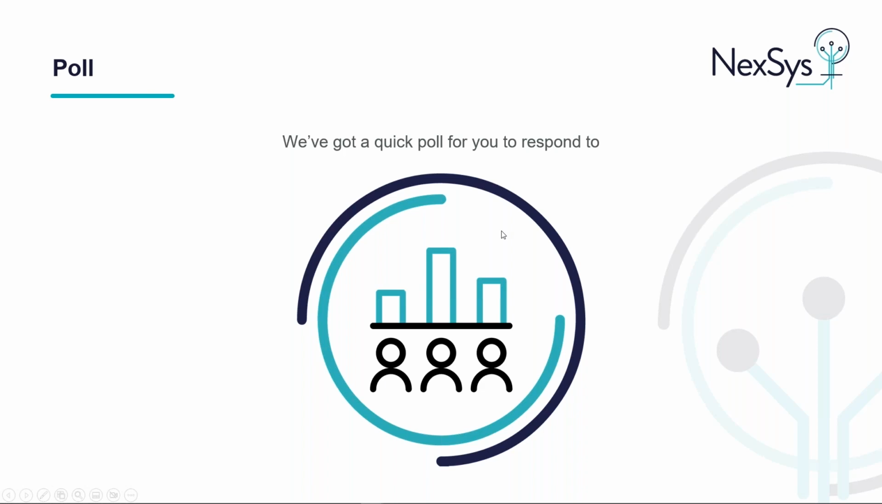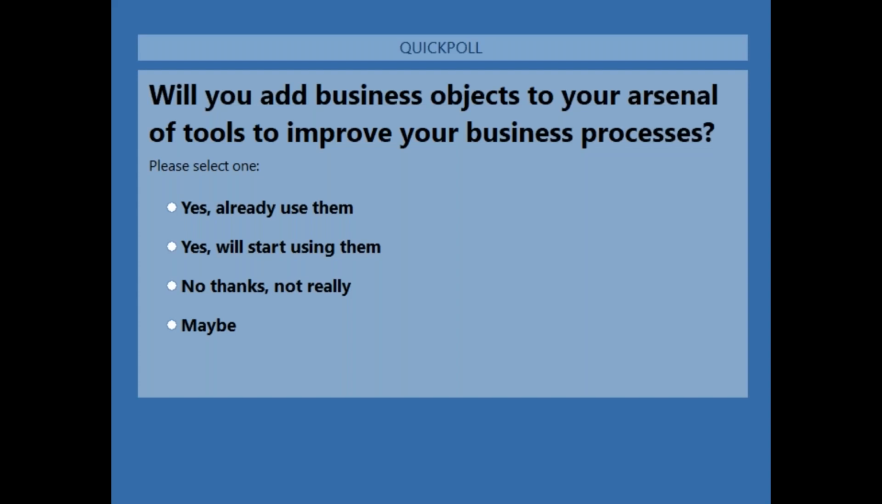And as I promised, I want to get a better sense. We've had a whistle-stop tour. It's been a short webinar specifically because of that, but I want to know, now that we've done this, will you add business objects to your arsenal of tools? Do you already use them? Are you going to start using them? Not really, or maybe. I can already see votes coming in. That's great. Thanks, guys.